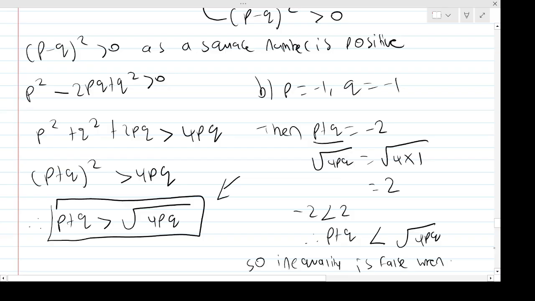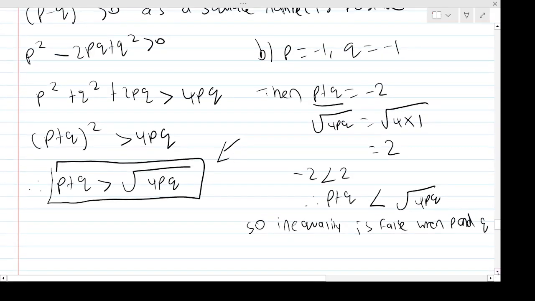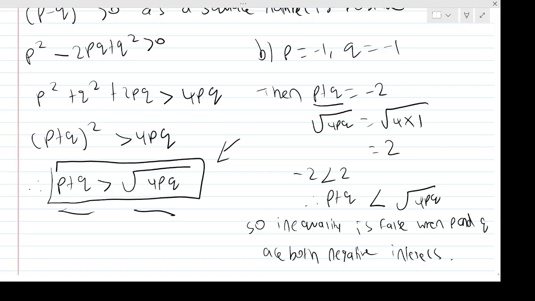when p and q are both negative integers. Again, we found a specific example that shows that the inequality, frankly, isn't true for those two numbers. So the statement has to be false, as we disproved it with an example. Okay, cool.